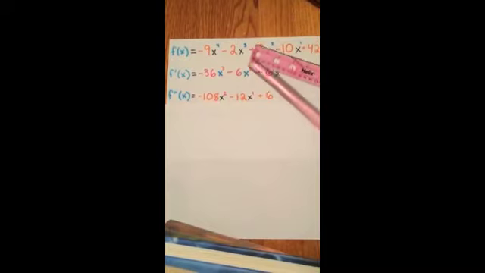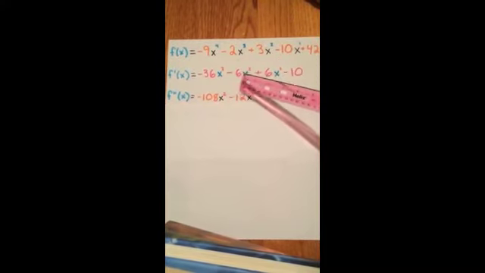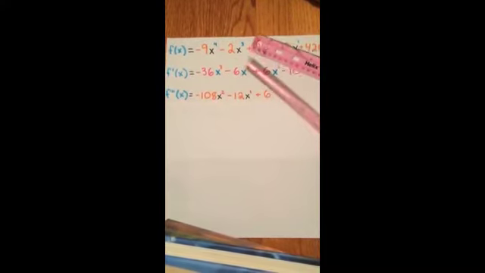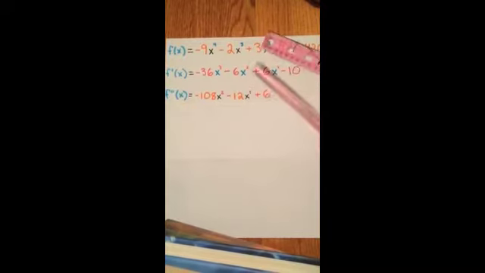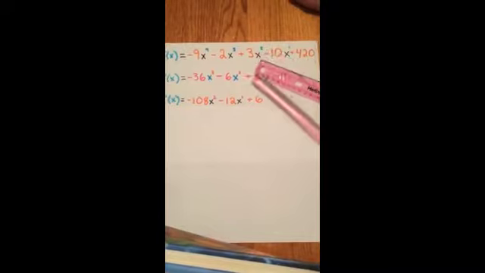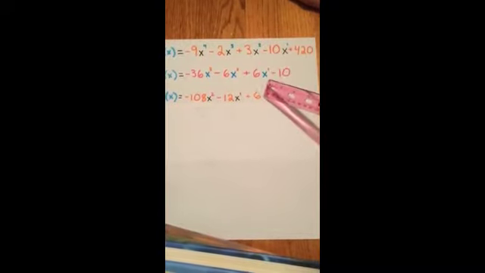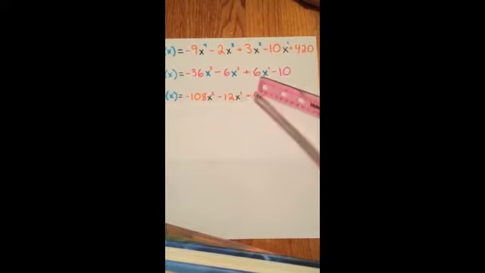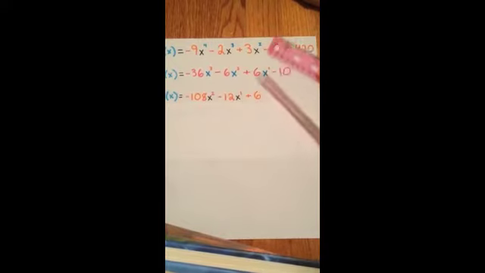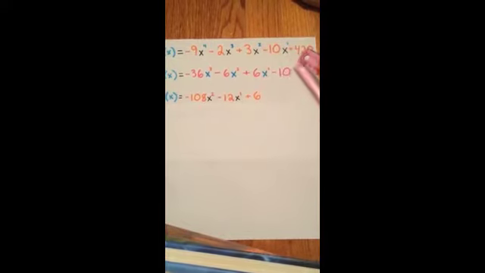Next, you multiply 2 times negative 6 to get negative 12. You then subtract 1 from the x value to get x to the first. Next, you multiply 1 times 6 to get 6. And then you would subtract 1 from this to get 0, resulting in no x value. And then, as before, the derivative of a constant is 0.